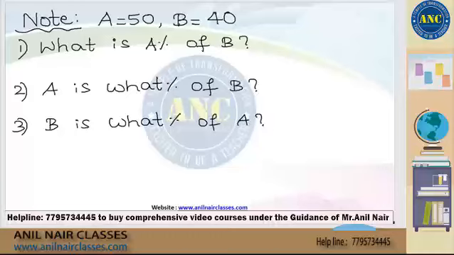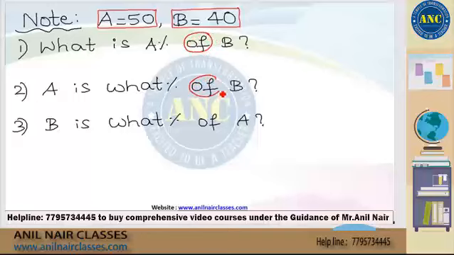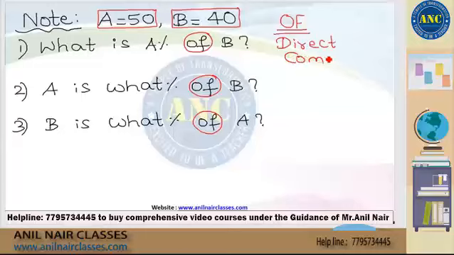Let us take these three questions initially, and then we will solve another one or two questions for the same logic. Now see here, sir. Very simple logic. There are only two variables. One variable is A, whose value is given as 50. Another variable is B, whose value is given as 40. What I will only say is, there is something written as "of" here, right? Of is nothing but direct comparison. That is something which you need to remember.